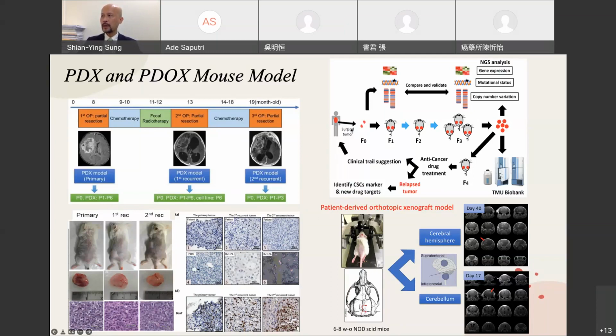This shows how the surgical tumors were isolated from our hospitals, and then we implant them into animals over first, second, and third generations. By comparing genes and genome variations, we can see with the different generations which gene mutations happen in the animal models, and this is performed in many different tumors. Here is a brain tumor xenograft mouse model, and these tumors were deposited into the Taipei Medical University biobank for further analysis.